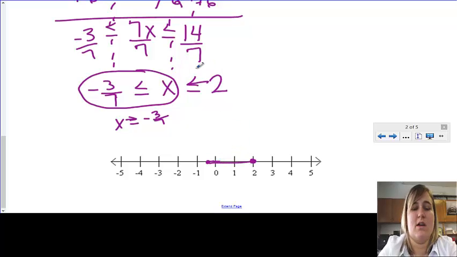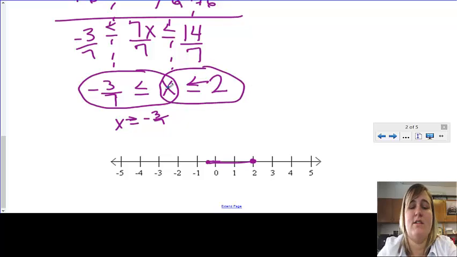I didn't have to rewrite this one because if I look at it, x is already on the left-hand side, and that's where I want it to be. So that is my final answer.